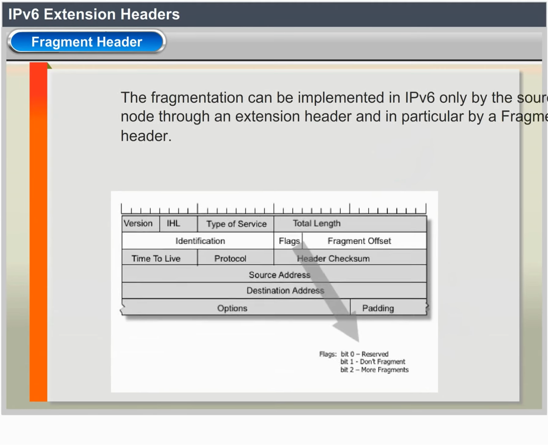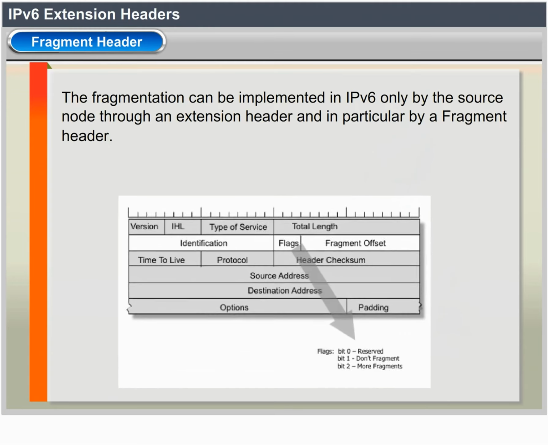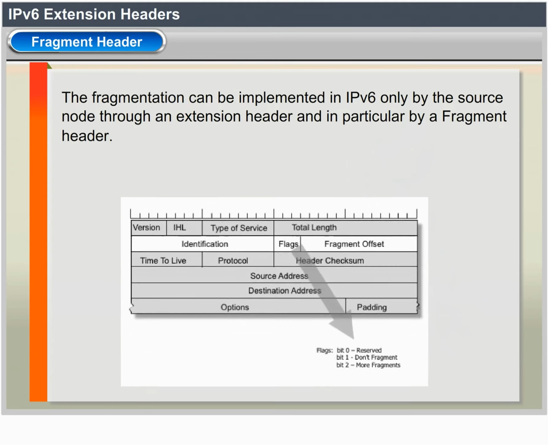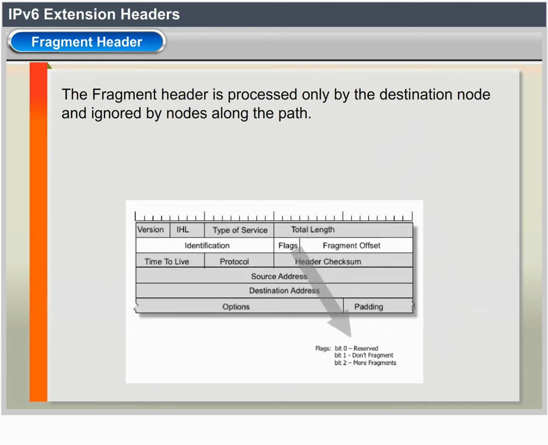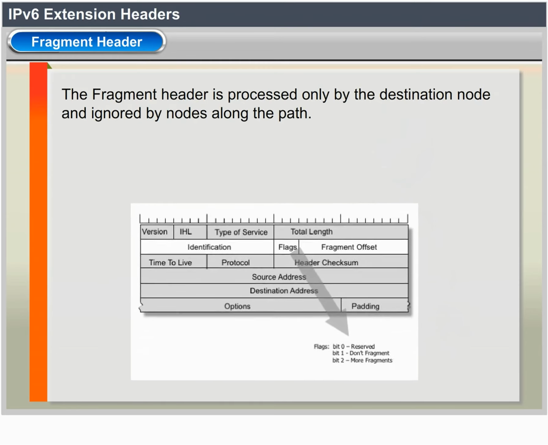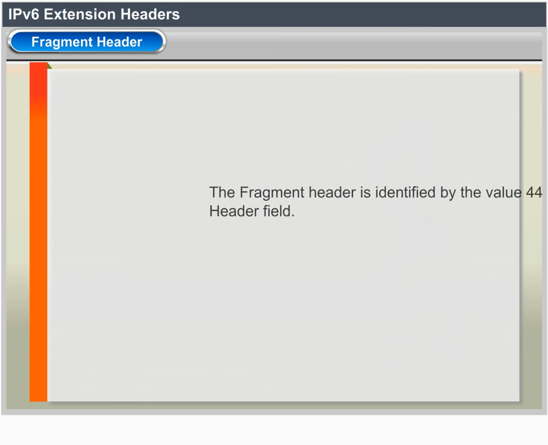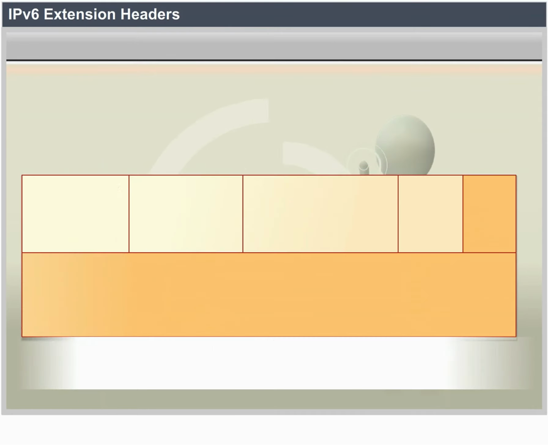The fragmentation can be implemented in IPv6 only by the source node through an extension header and in particular by a fragment header. The fragment header is processed only by the destination node and ignored by nodes along the path. The fragment header is identified by the value 44 in the next header field. Figure: Fragment header.